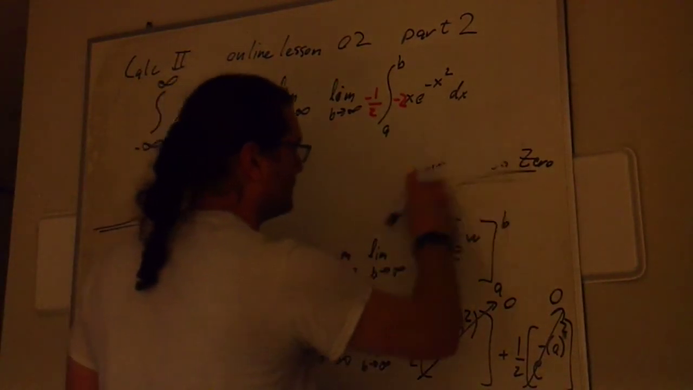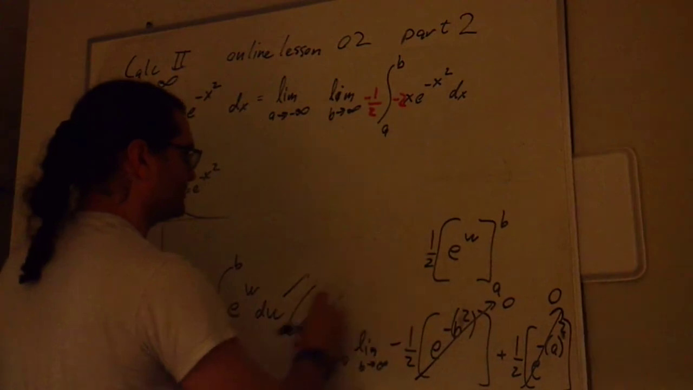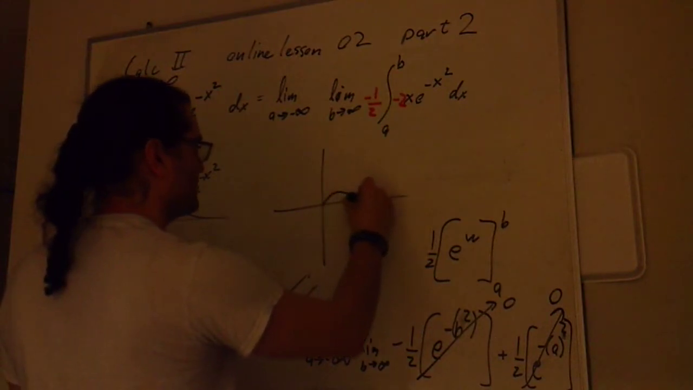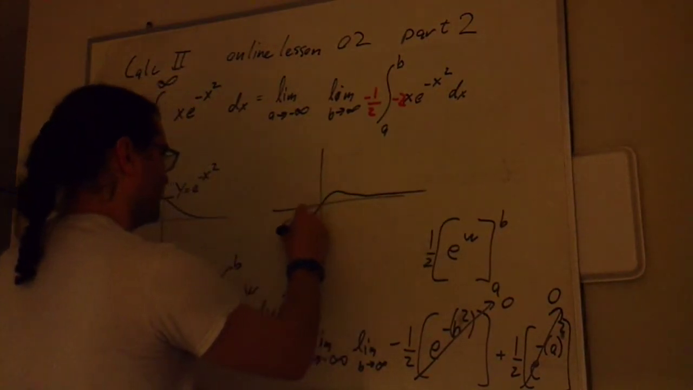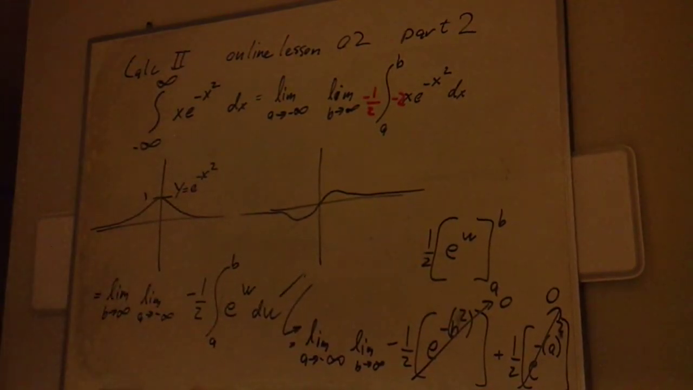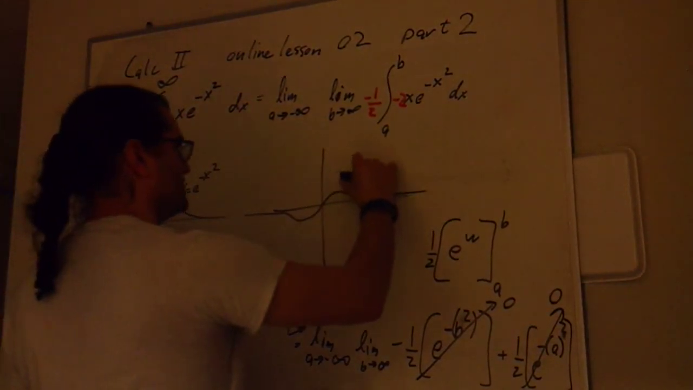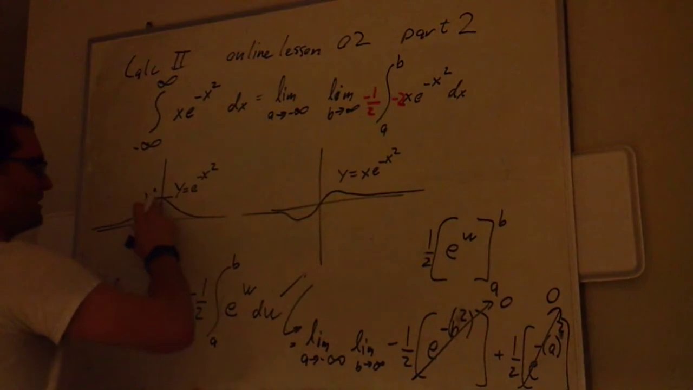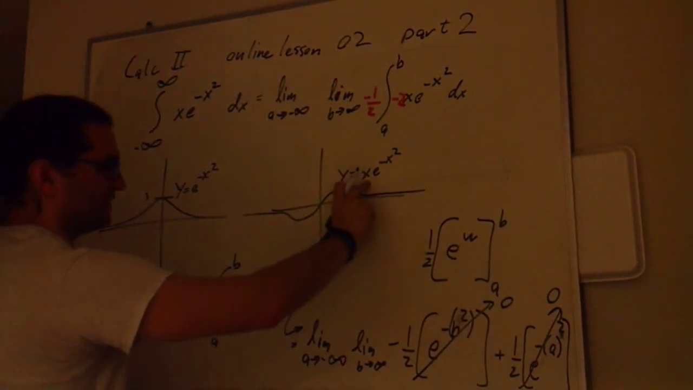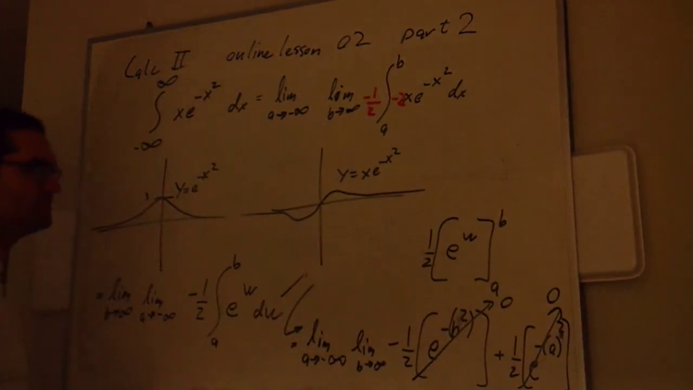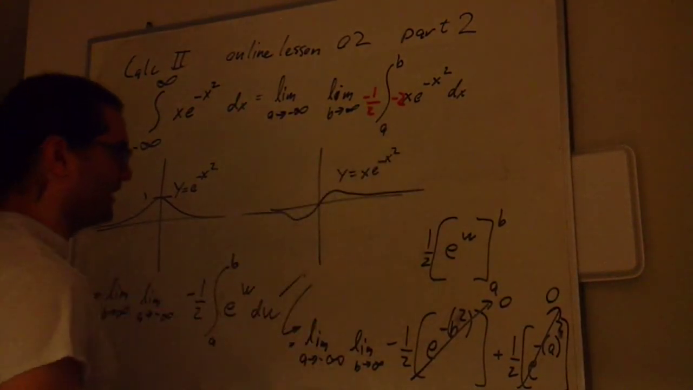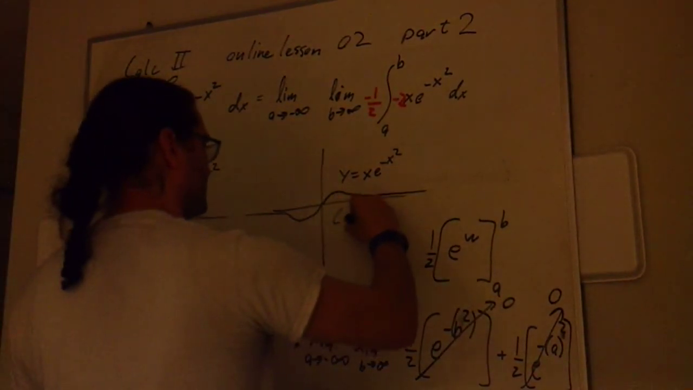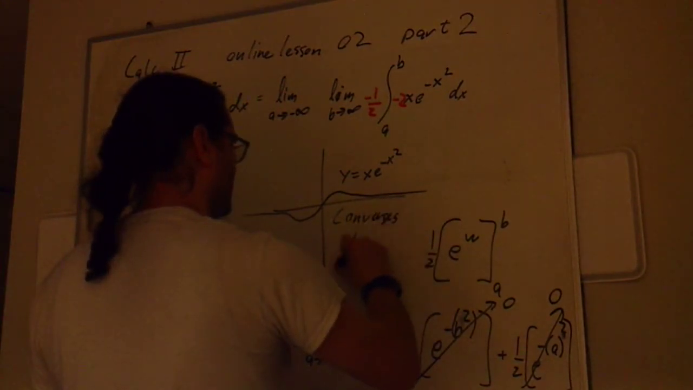So the function I actually ended up integrating looks very similar, except that x means that it changes sign. This is y equals x e to the negative x squared. Instead of being 1 when x is 0, it's going to be 0 because of this product. And then it'll be negative on the left end, positive on the right end, in a way that is symmetrical, and that is why we get an integral that converges to 0.